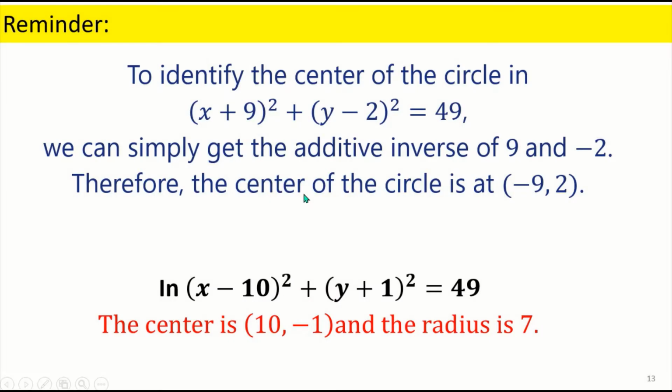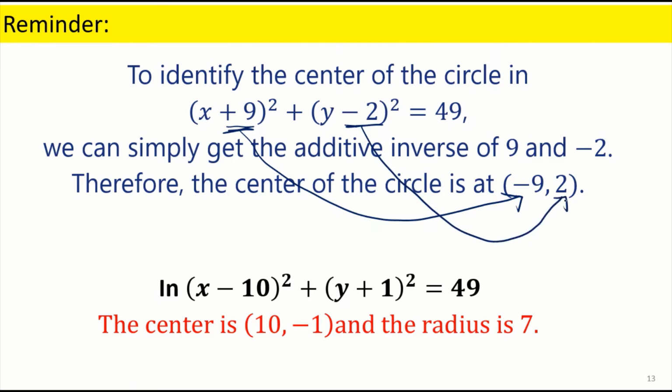So kapag ganyan ang given natin, reminder, we have to identify the center of the circle. And to identify the center of the circle, kailangan titingnan mo yung value ng h, k. So kapag ang value ng h mo dito is positive, pagdating dito sa magiging center natin kay circle, siya ngayon ay magiging negative. Pagdating sa value ng k, kapag ang k niya dito is negative, pagdating sa center natin ng circle, siya ngayon ay magiging positive.